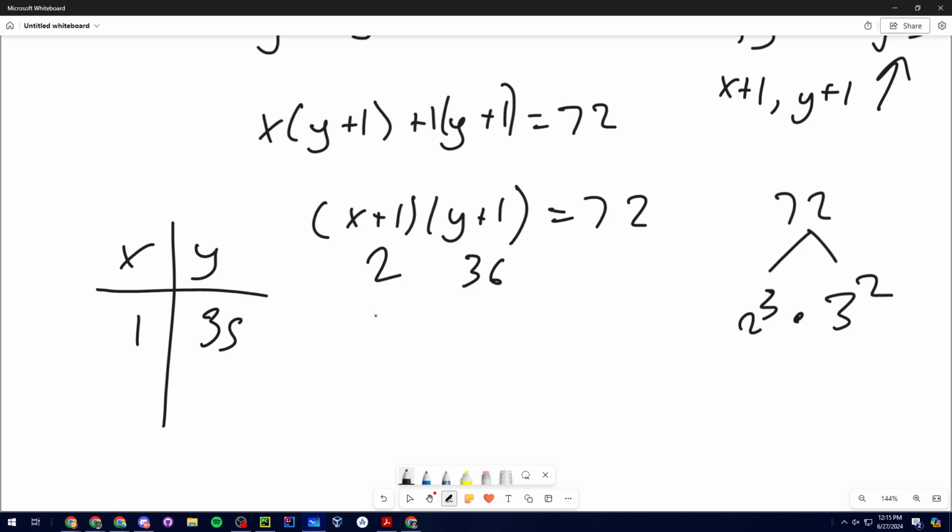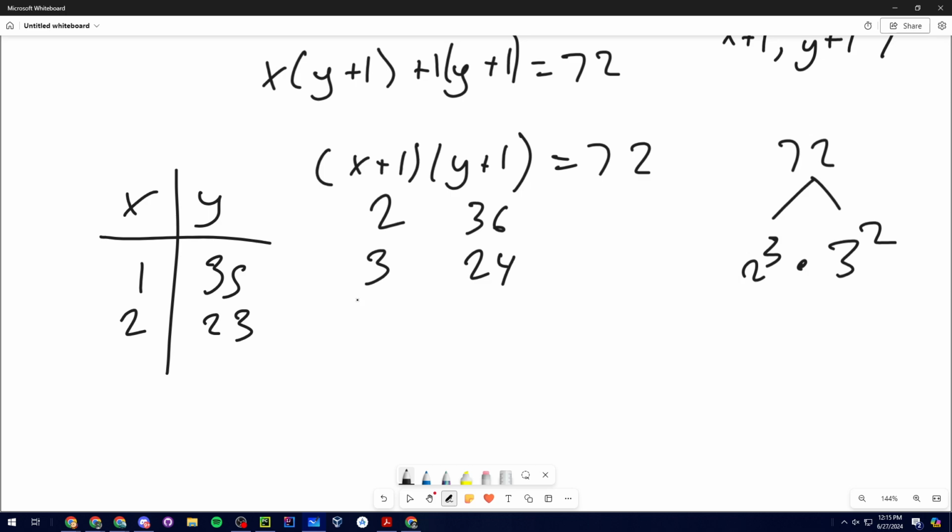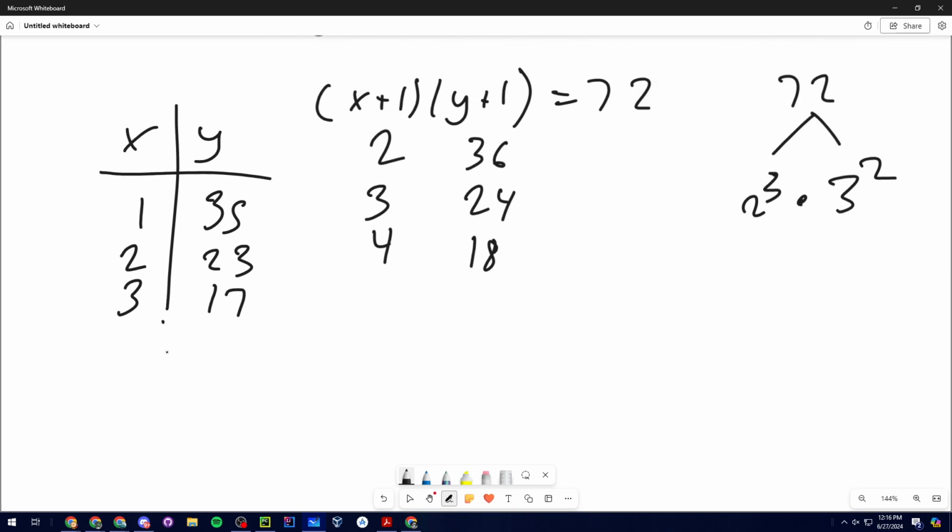And you can keep doing this. Say x plus 1 is equal to 3, then x is equal to 2. y plus 1 would therefore have to equal 24, so y is equal to 23. Then what happens if we have 4? No, wait, we don't have 36. We have 18. So we would have 3 and 17. And you can keep going on and find these.